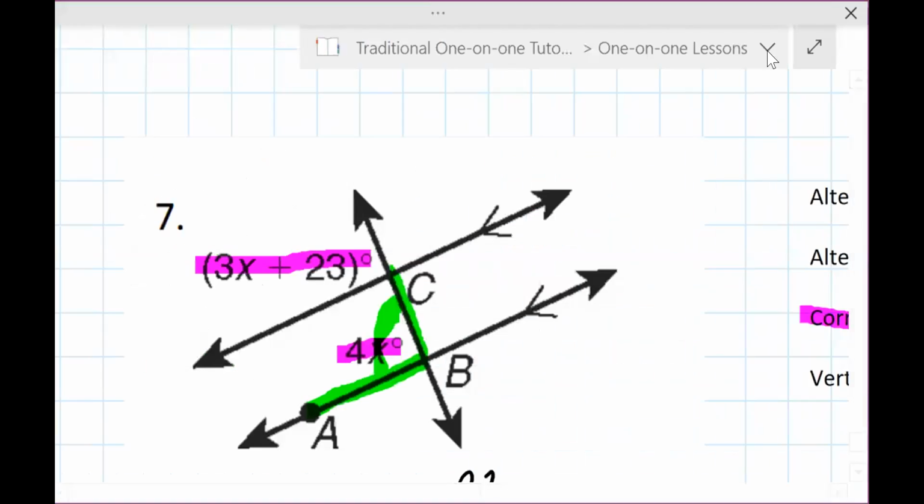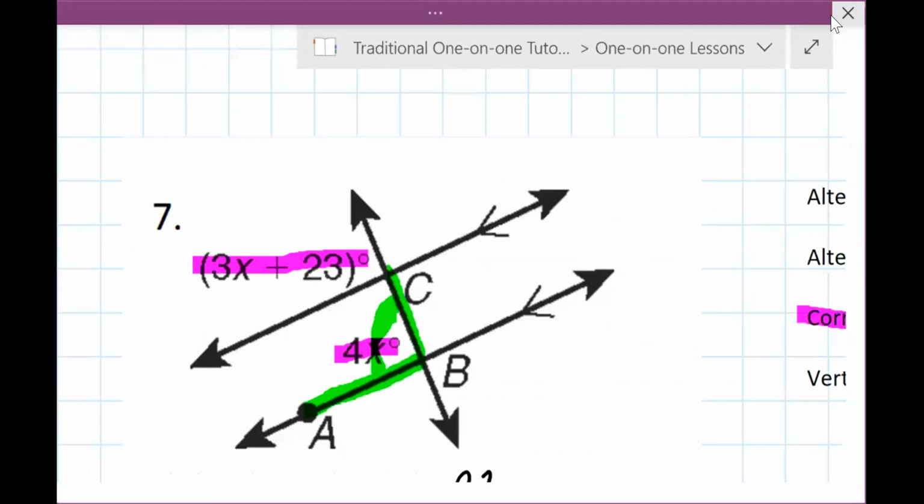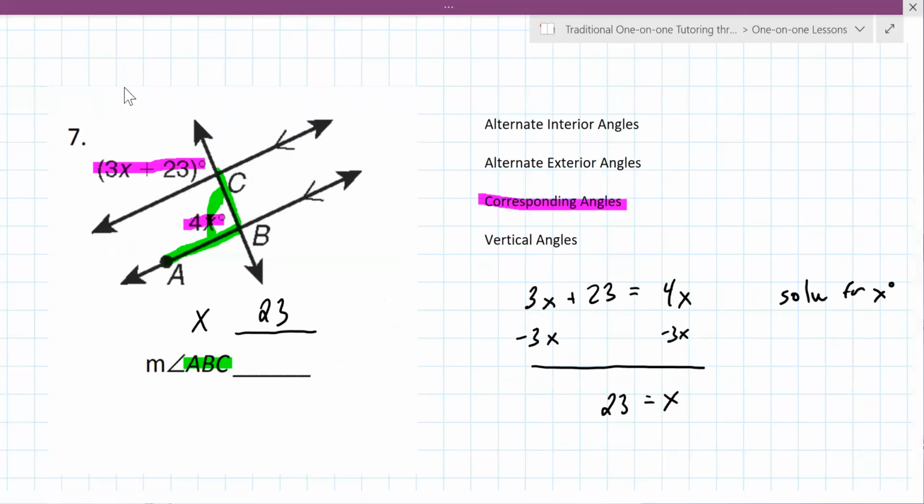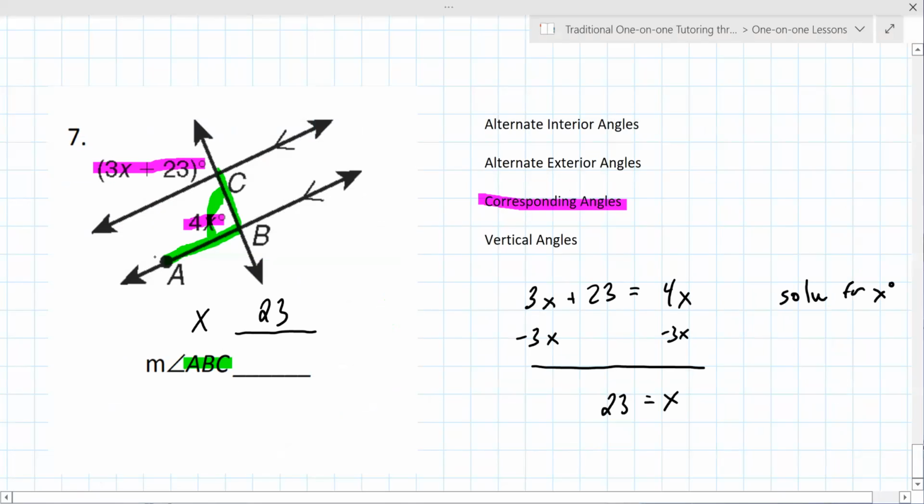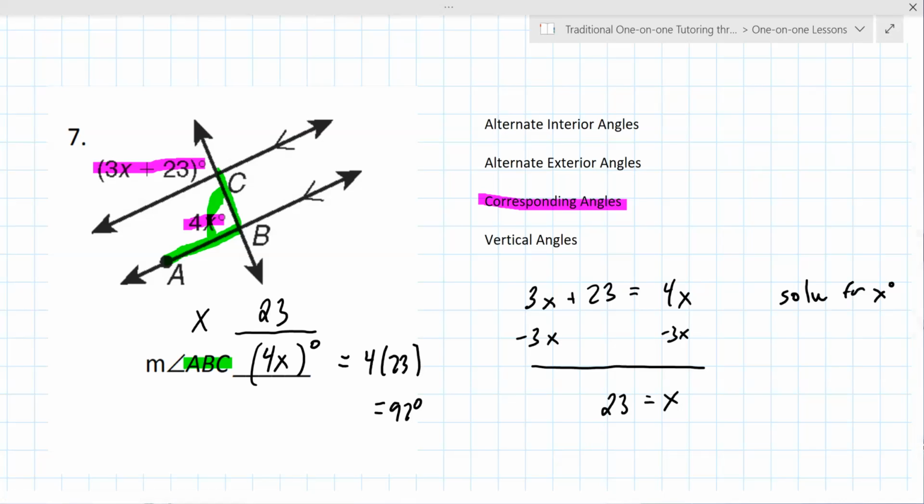And we don't know what that is, but it's not 23. It's 4x. The measure of angle ABC is 4x degrees. And you know x now, so you're like, oh, I'll just multiply by 23 and that's my answer. It is very common that you find x and then you use x to determine the angle.